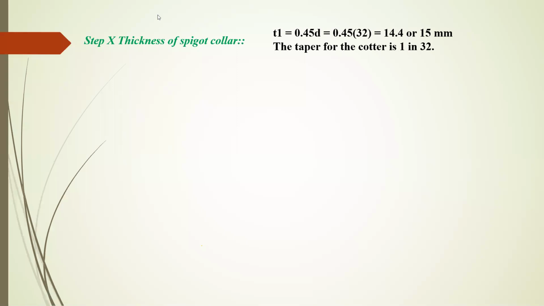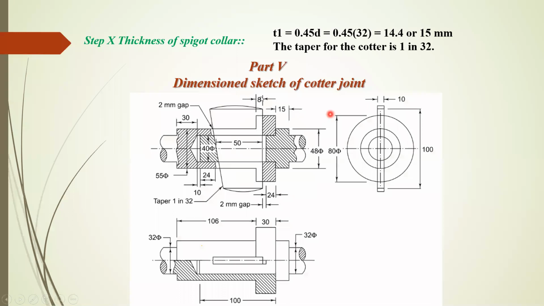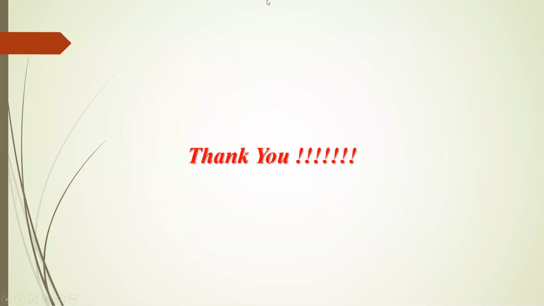After completion of the design, the last part in the design of any component is the manufacturing drawing. So here is the manufacturing drawing, an actual drawing with dimensions. Here you can see the dimensions, whatever we have calculated, given in this total diagram. So these are the dimensions of the total cotter joint assembly. This is the complete design procedure of the cotter joint. Thank you.